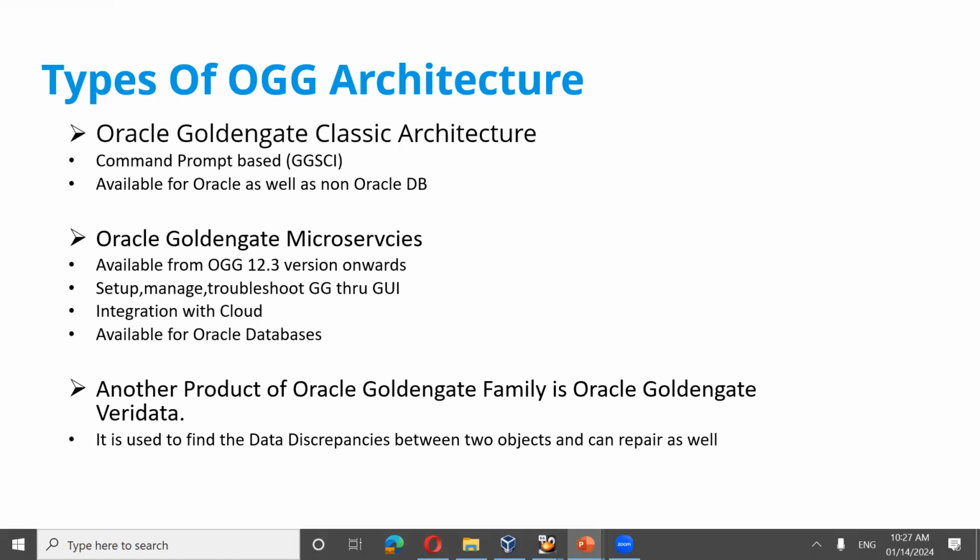Okay, so now you have two types of architecture, classic and microservices. Classic architecture is available since the beginning, and it allows you to set up, manage, troubleshoot, configure Goldengate through GGSCI. Microservices architecture is available from 12.3 version onwards, and it allows you to set up, manage, troubleshoot, configure Goldengate through GUI.